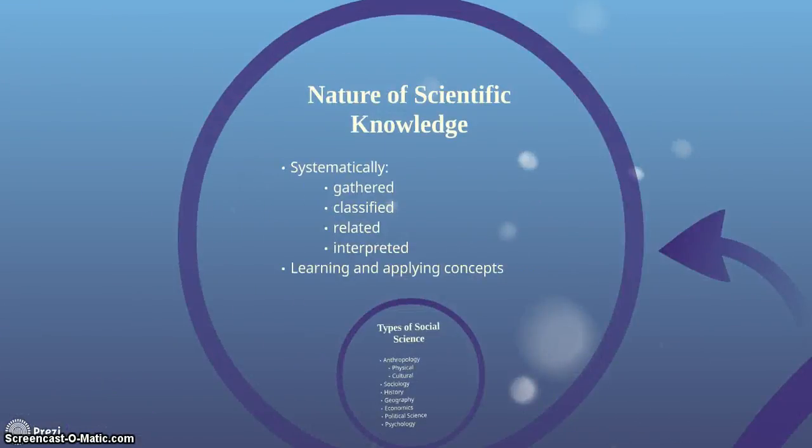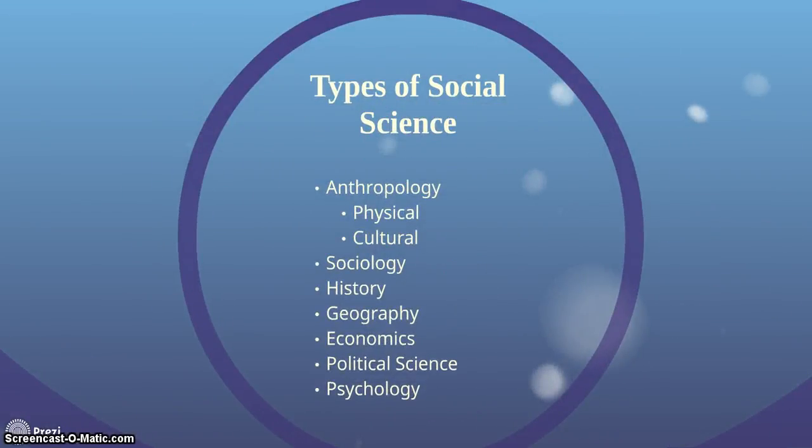So, social science is organized systematically. It functions systematically in terms of gathering, classifying, and relating data and interpreting the data. It also has to do with learning and applying concepts. We have a number of different kinds of social science. Some of the types include anthropology, both physical and cultural anthropology, sociology, history, geography, economics, political science, and psychology. Some of you are psychology majors in this class.